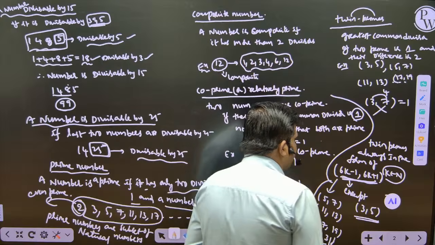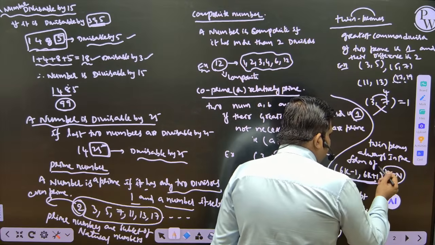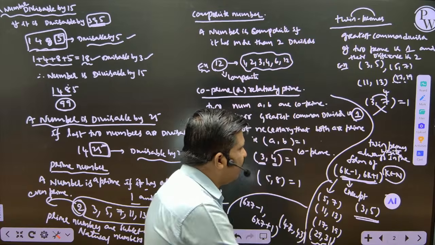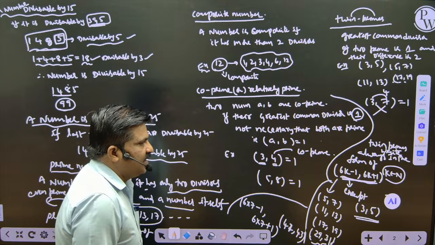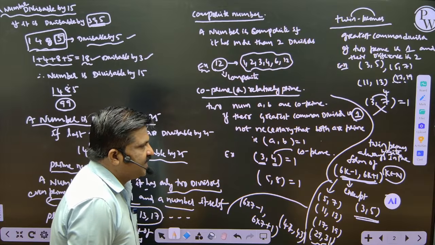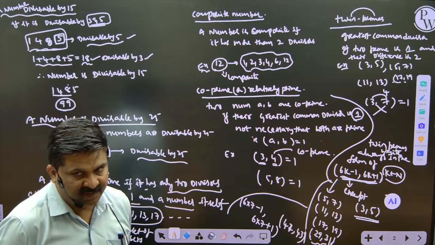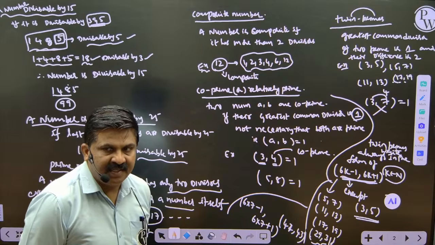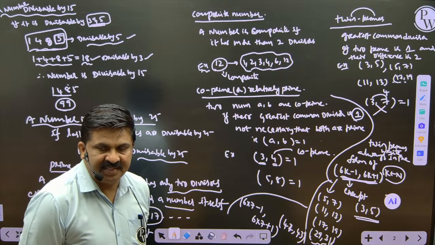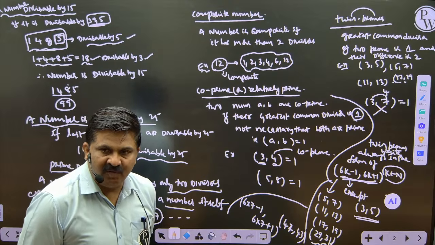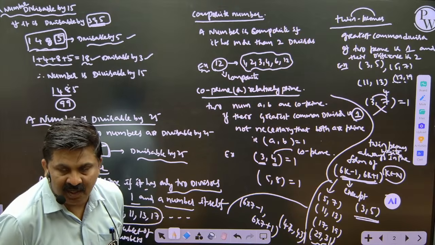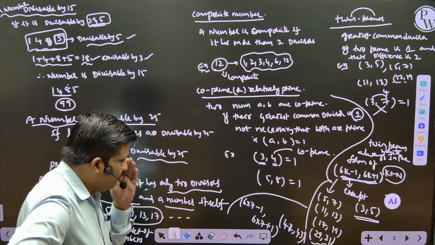That means twin primes are always written in the form of 6k minus 1 comma 6k plus 1, except 3 comma 5. 3 comma 5 is not possible to write in the form of 6k minus 1 comma 6k plus 1. Whatever remaining twin primes you take, they can be written in the form of 6k minus 1 comma 6k plus 1. Note down.